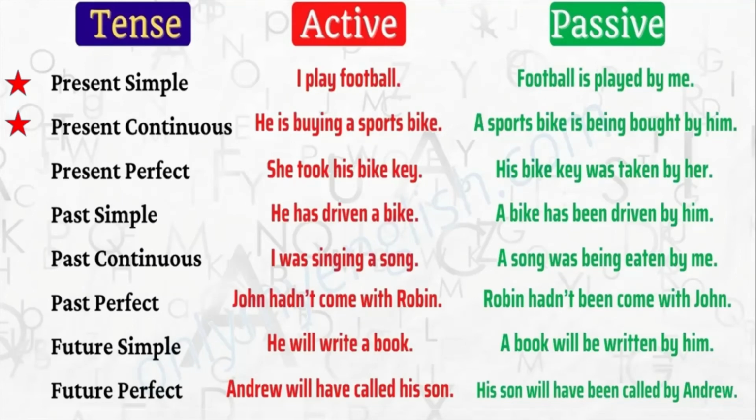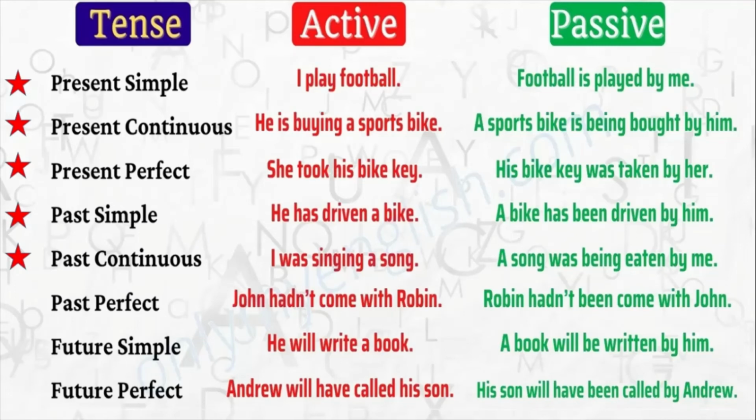Coming to the present perfect tense. She took his bike key. His bike key was taken by her. Coming to the past simple tense. He has driven a bike in the active becomes a bike has been driven by him. In the past continuous tense, I was singing a song becomes a song was being sung by me.